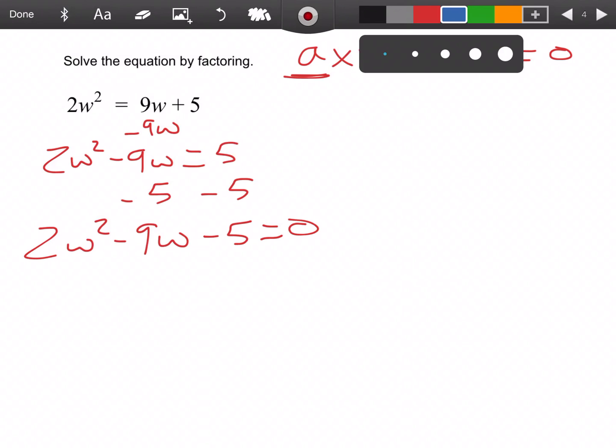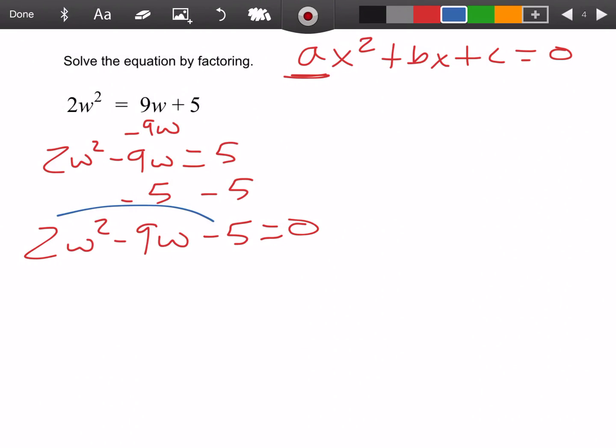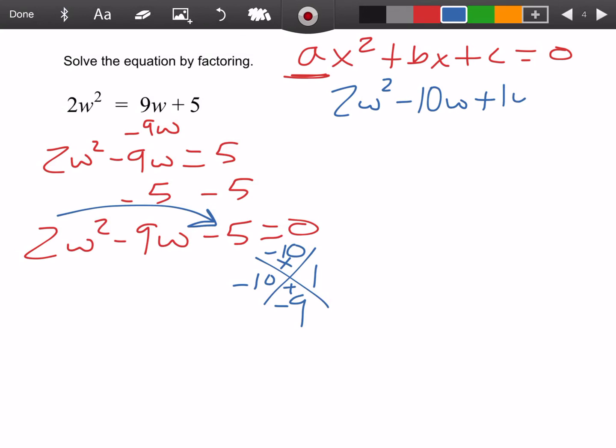So now that we have everything on the same side and it's equal to 0, now we'll do our AC method, so 2 times negative 5. So this would need to be negative 10, and then we have a negative 9. So they need to multiply to negative 10 and add to negative 9. So that would be negative 10 and a positive 1. So then we're going to split that up. We have 2w squared minus 10w plus 1w minus 5 equals 0.